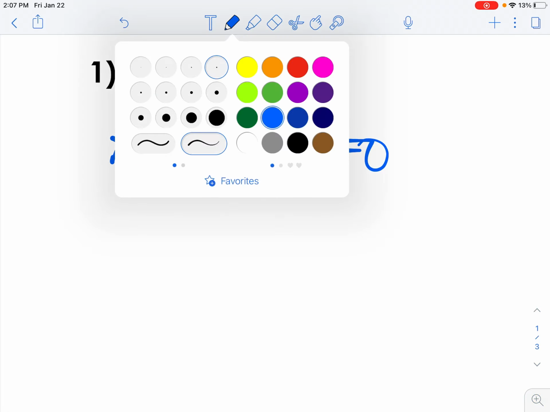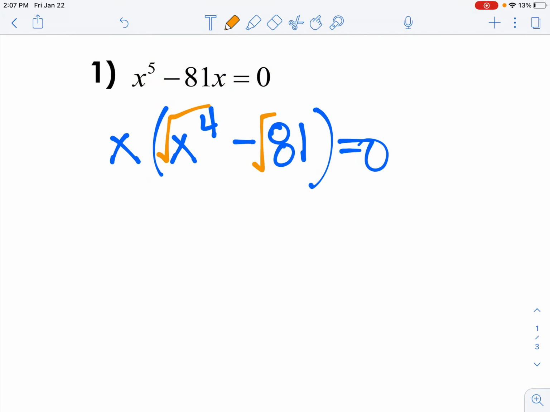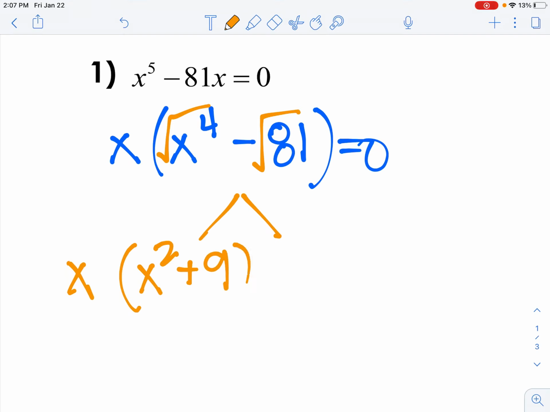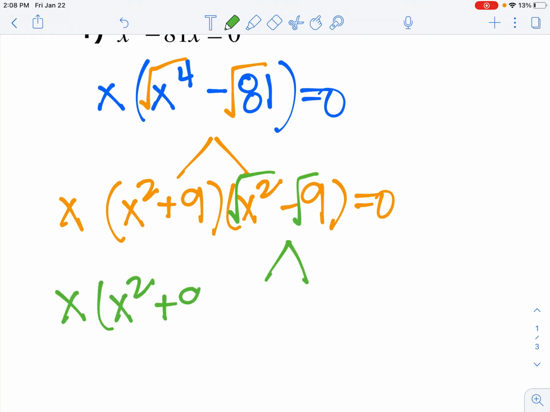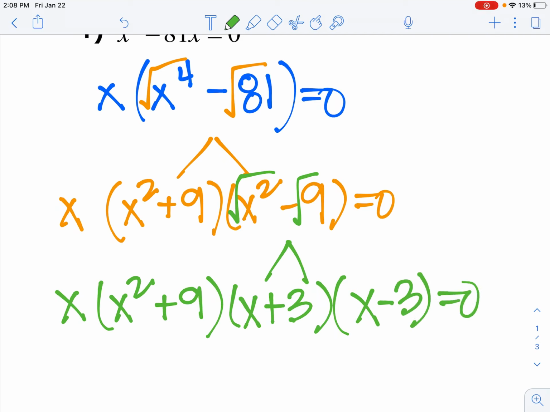Now x to the fourth minus 81 is a difference of 2 squares. We can square root that. We'll still have our x. Now we'll have x squared plus 9, x squared minus 9. And then we'll have another difference of 2 squares here. So we'll have x squared plus 9. Those stay the same. Remember, you cannot factor x squared plus 9 because that's a sum. Then we'll have x plus 3, x minus 3. Now that's factored as far as it can go.